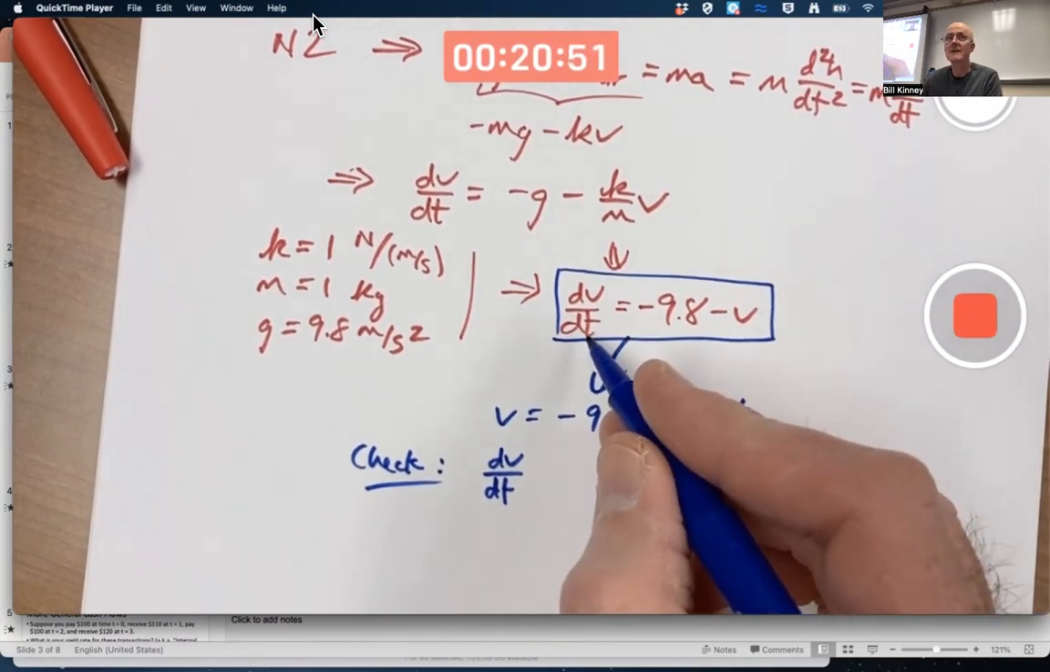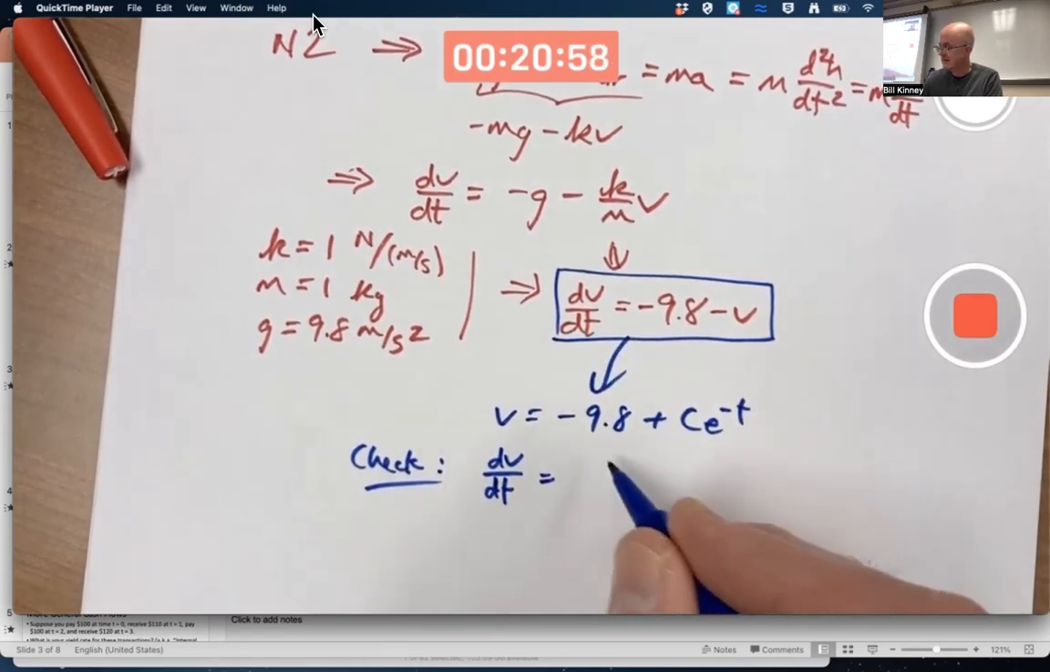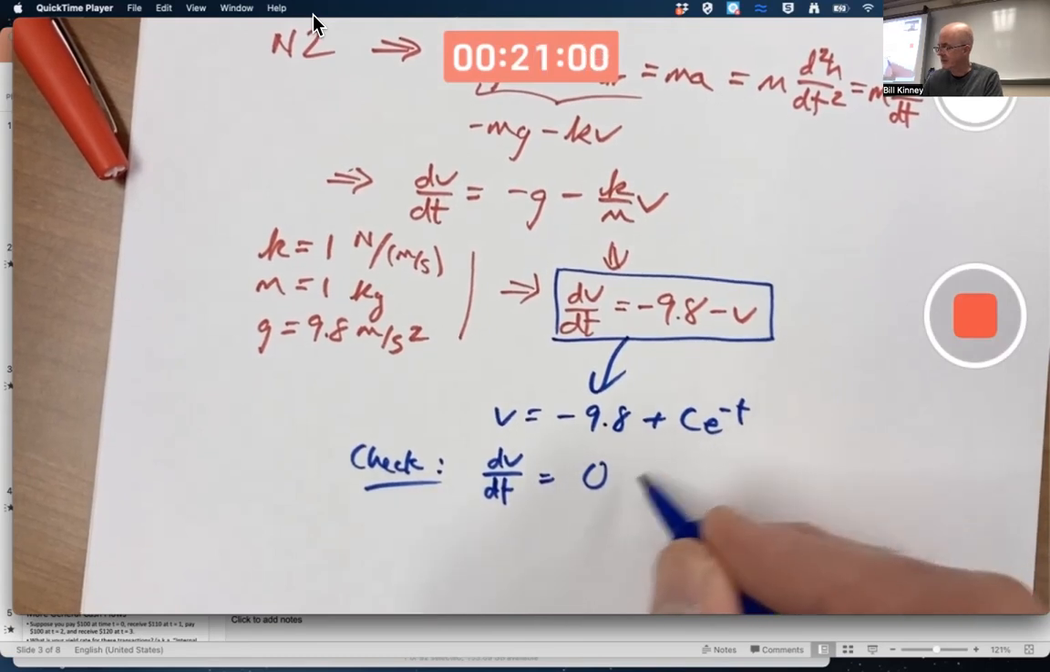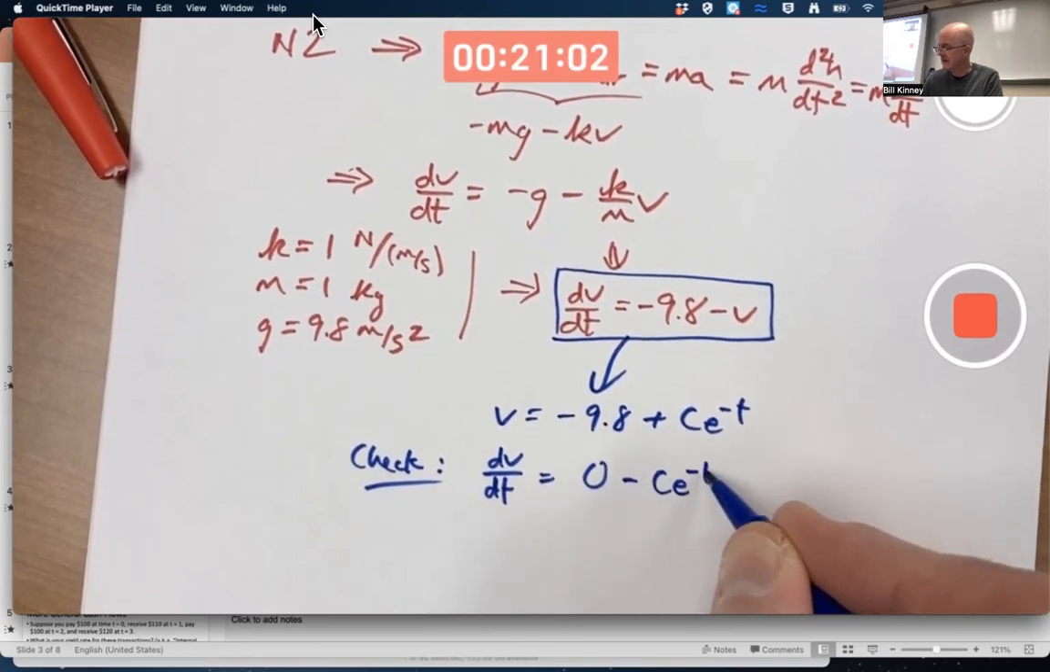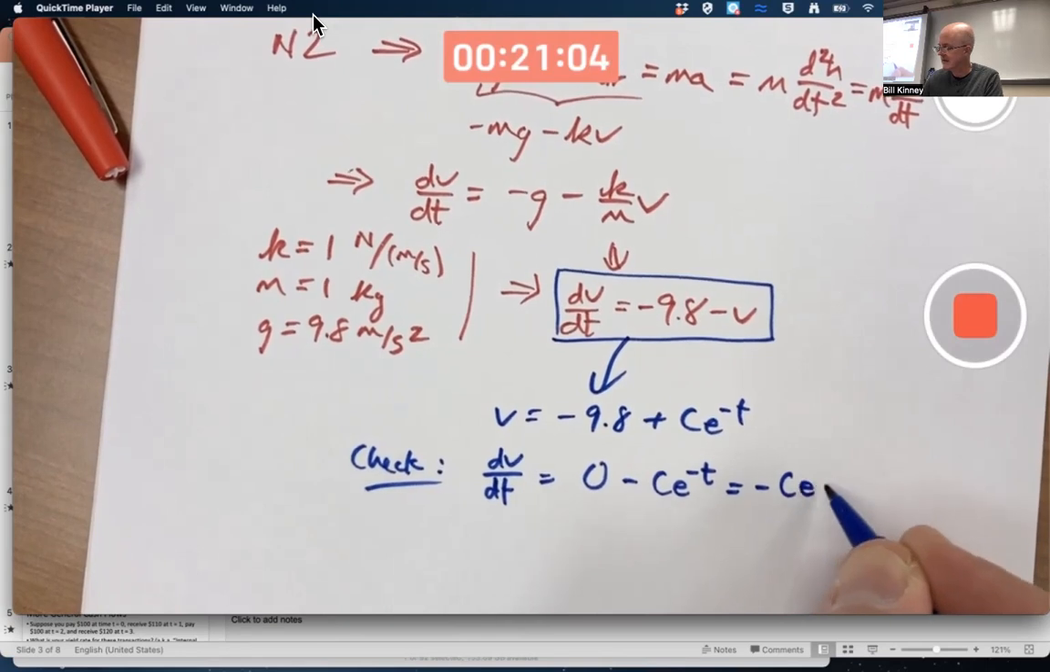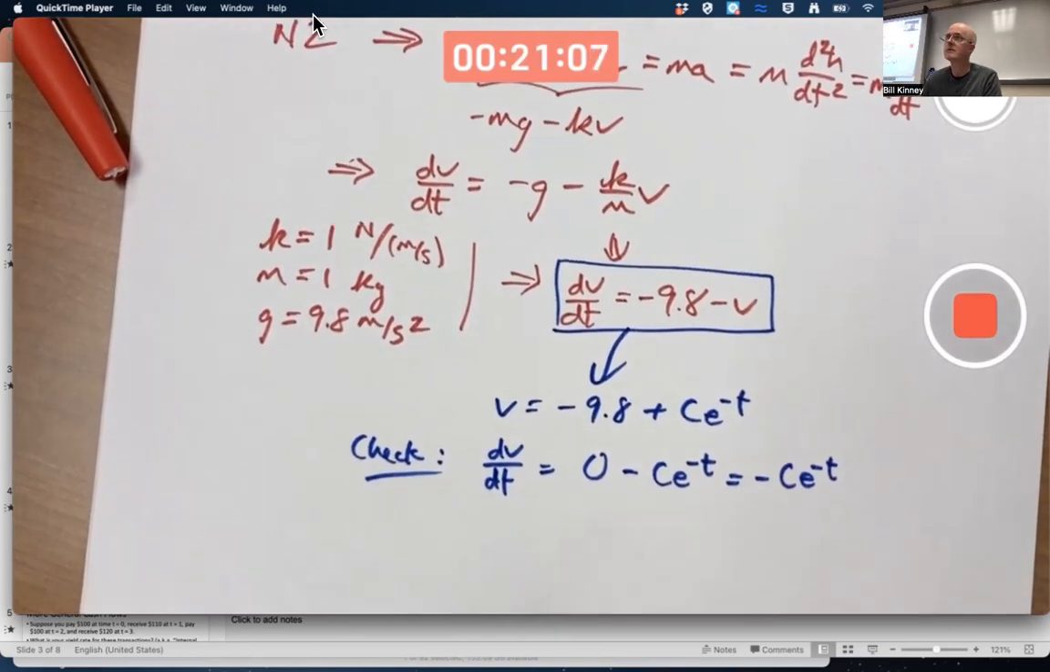First, plug it into the left side. In other words, take its derivative with respect to t. You get 0. Then with the chain rule, minus c e to the negative t, which simplifies to minus c e to the negative t. c is an arbitrary constant.